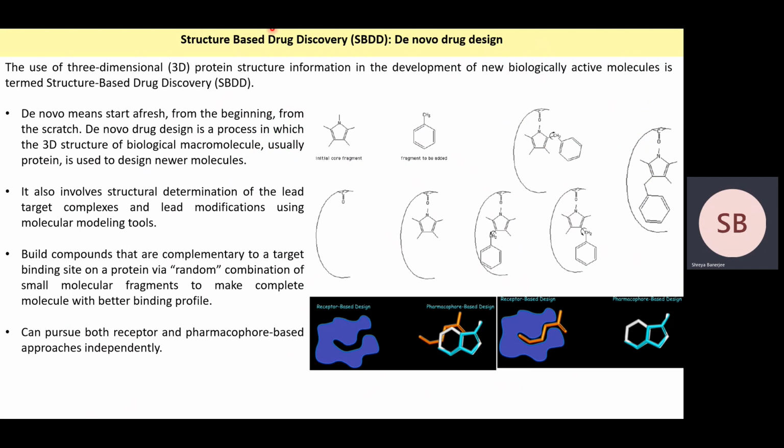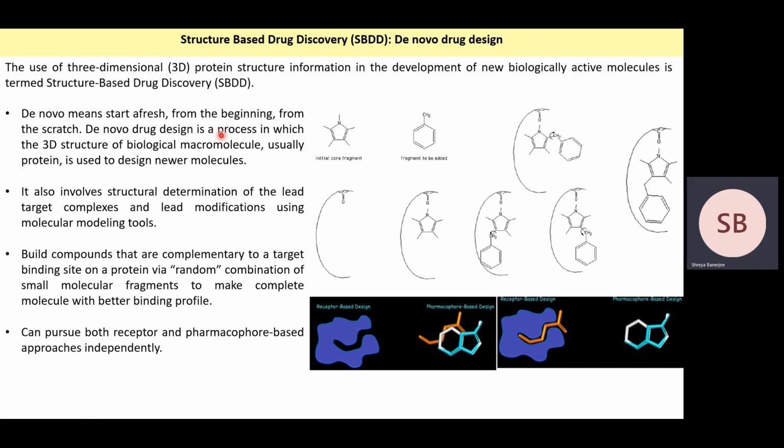Now we will talk about structure-based drug discovery or SBDD. And one kind of SBDD is called de novo drug design. So what is structure-based drug discovery? The use of three-dimensional protein structure information in the development of new biologically active molecules is termed structure-based drug discovery or SBDD. Now, de novo means to start afresh, start from the beginning, that is, starting from scratch.